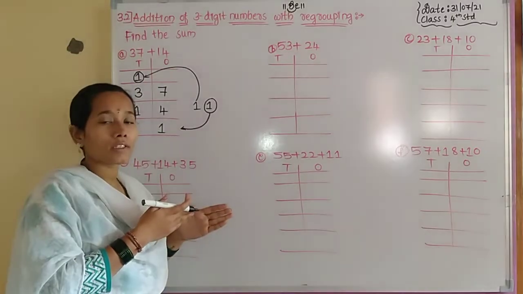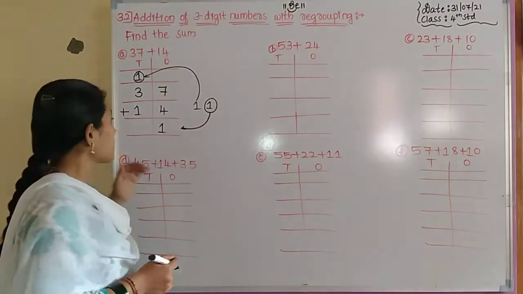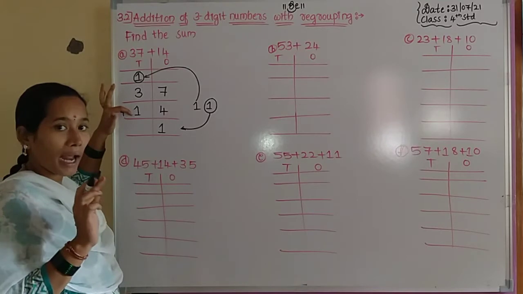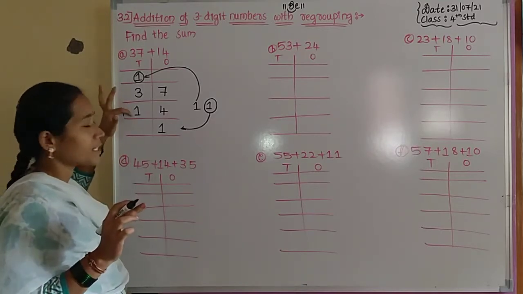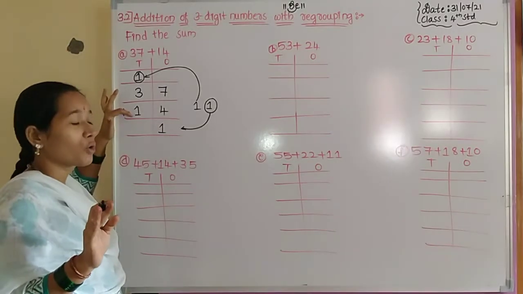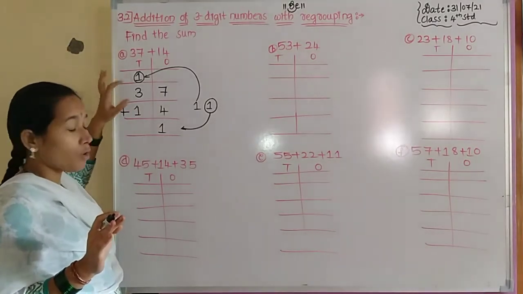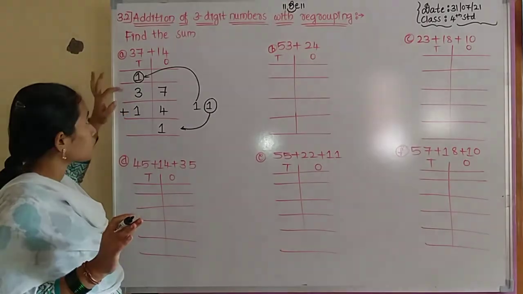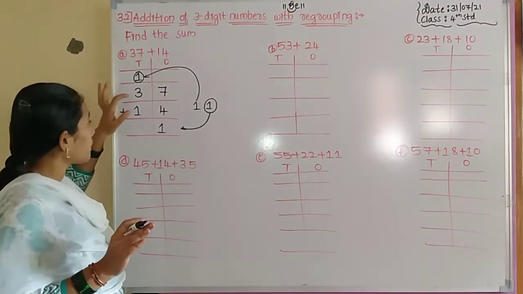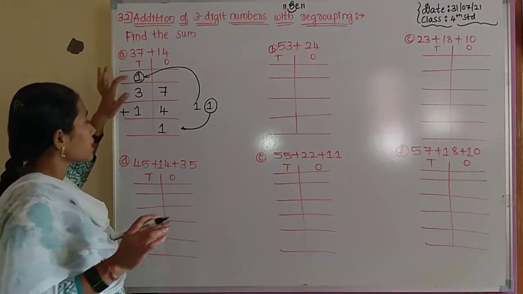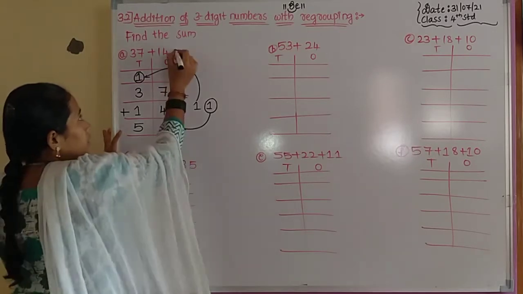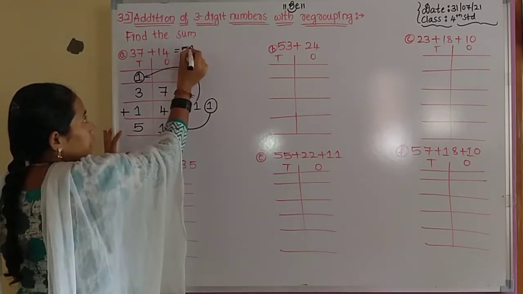Then come towards the what? Second, that is the tens placement. See, in the tens placement 3 and 1 are there. First we have to add 3 and 1. 3 plus 1 is equal to 4. Is 4 the answer? No. Here one more carry is there. We have to add the one more carry and write the total here. 3 plus 1 is equal to 4. 4 plus 1 is equal to 5. And our answer is 51. Here we have to write the 51.